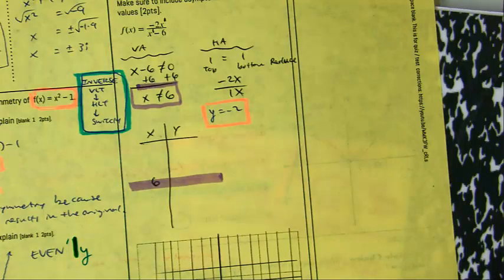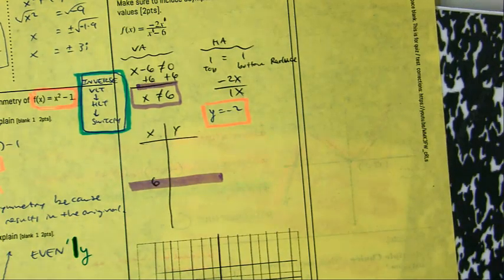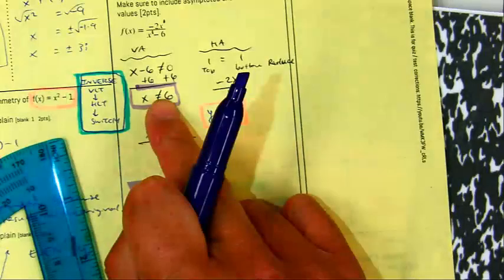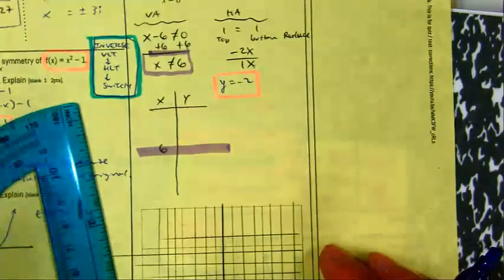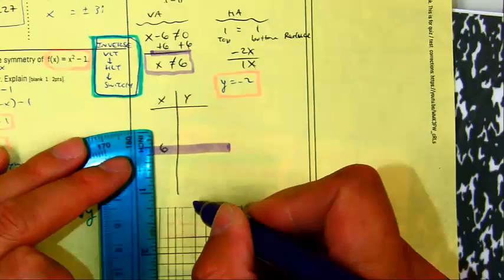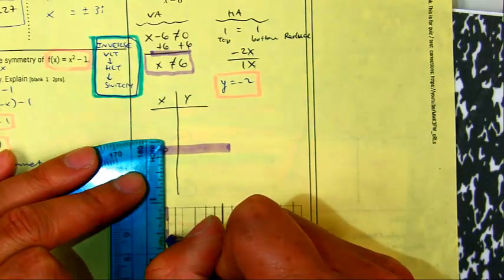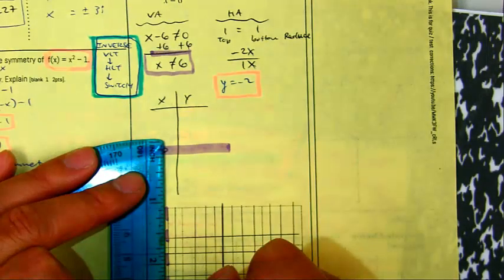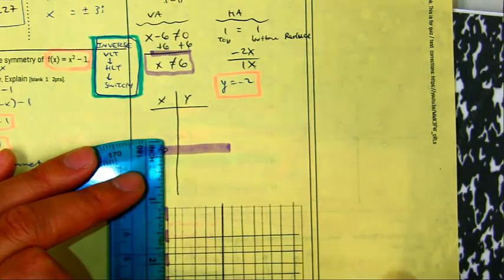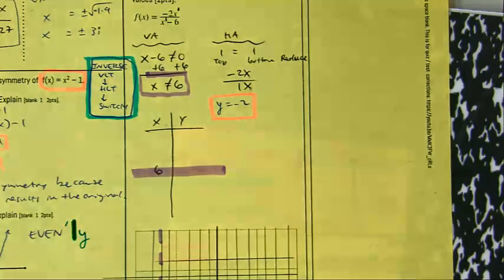X cannot equal 6. There's my vertical asymptote in purple. So let me go ahead and draw that one in purple. 1, 2, 3, 4, 5, 6. And I like to draw a dashed vertical line. And remember, it's actually not a vertical line. It's just where the graph cannot go. And if you put it in your calculator, it's going to be error.